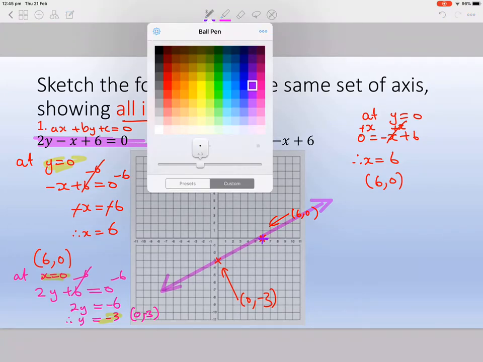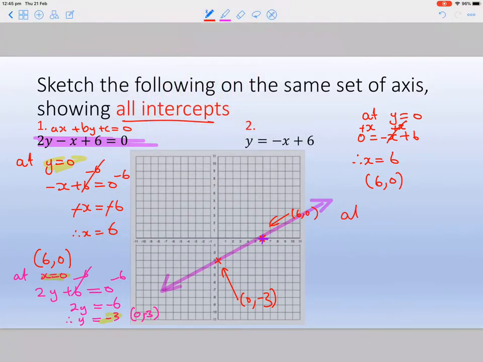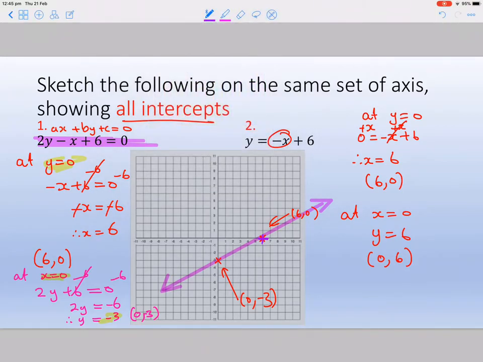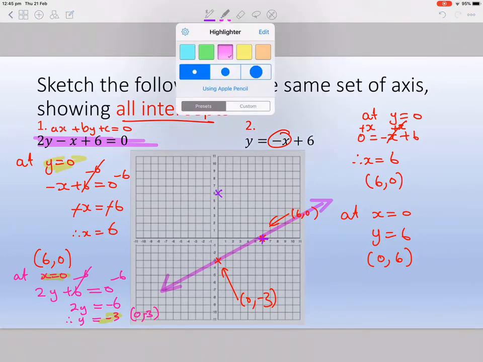All right, let's keep going. At x equals 0, what does y equal? So that whole thing becomes 0. y equals 6. So we have a point there, (0, 6). So that will be, and I'm doing this in purple, aren't I? Up there, at there. Now I can draw my graph.